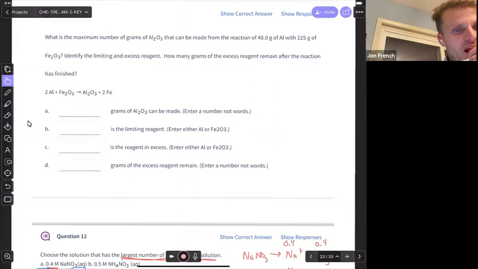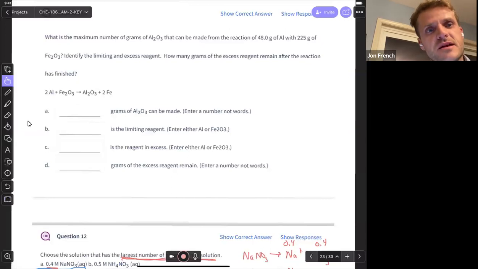All right. Now on to question 11. And we'll get to 13 too, as well. How many grams of the excess reagent? So this is a really hard problem. Question 11 is probably the hardest problem on the exam. You won't have a problem like this on your exam, but it certainly could involve aspects of this.